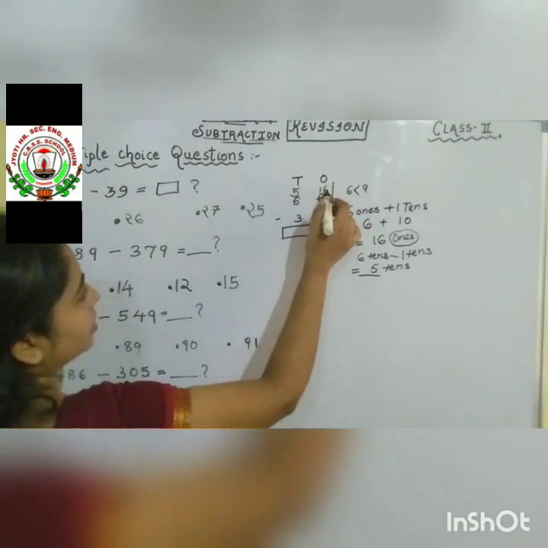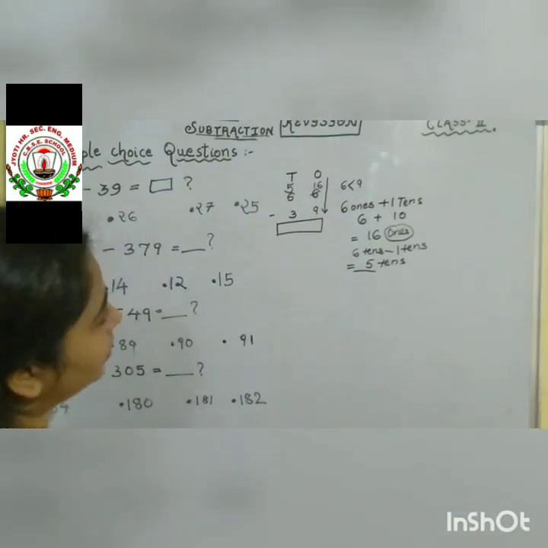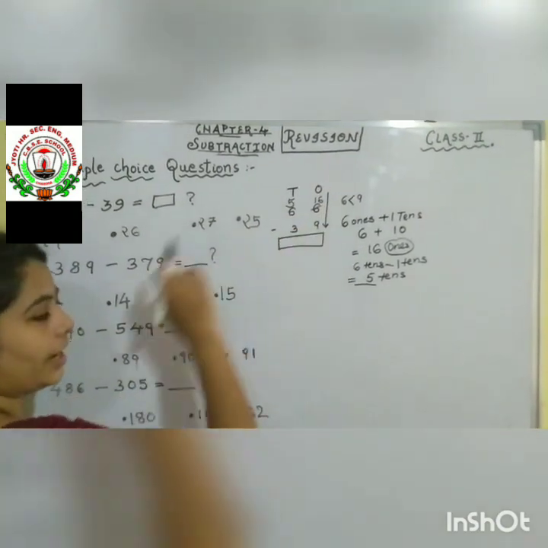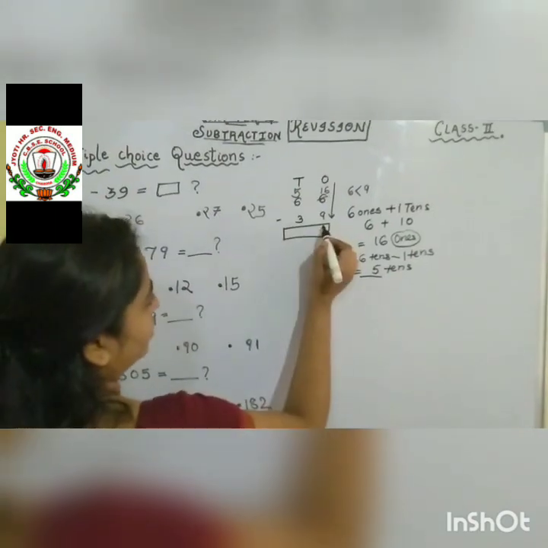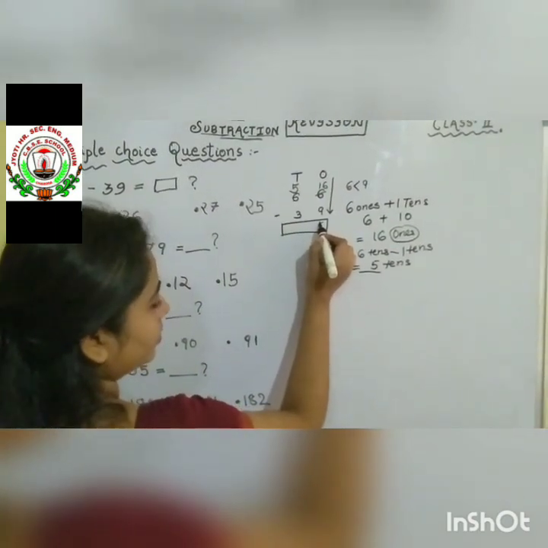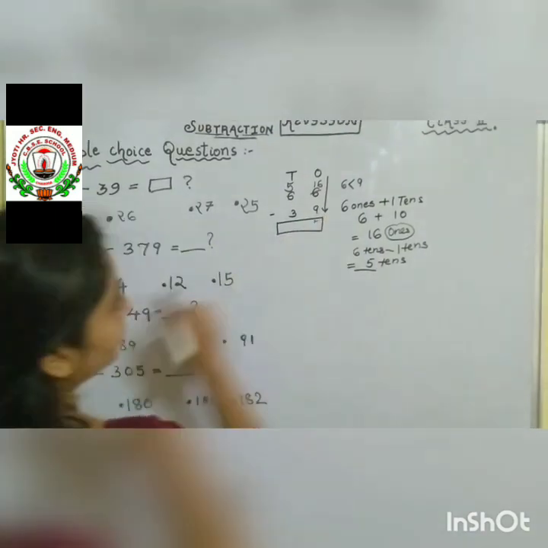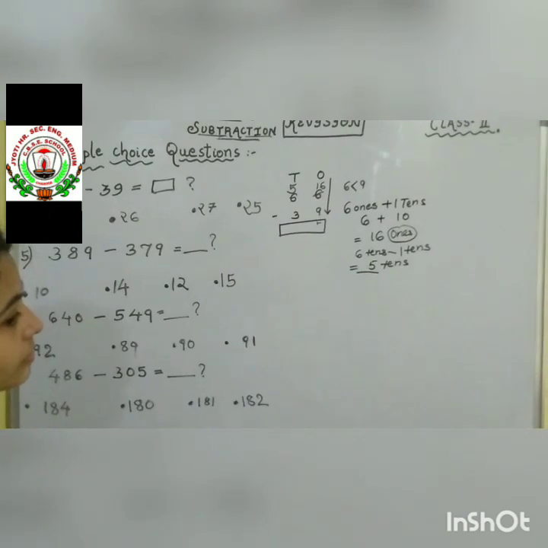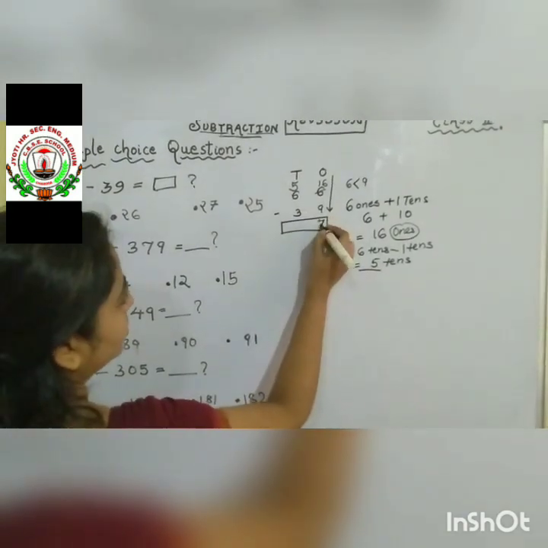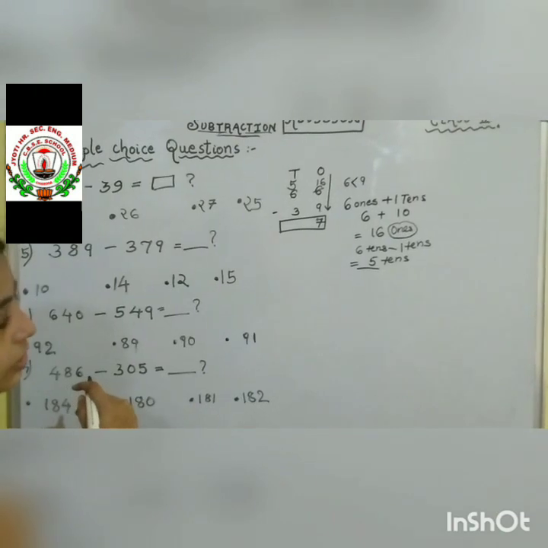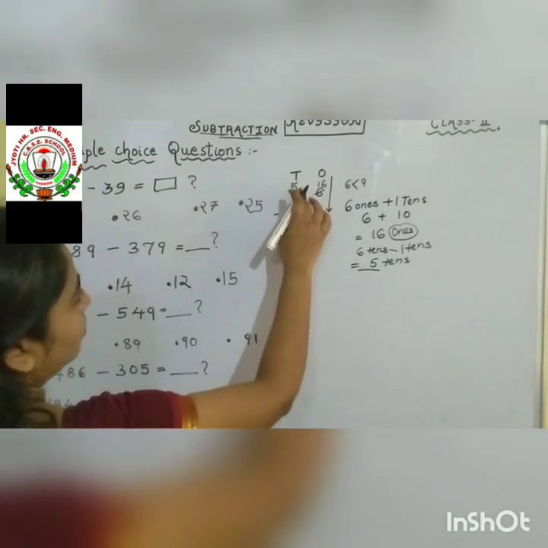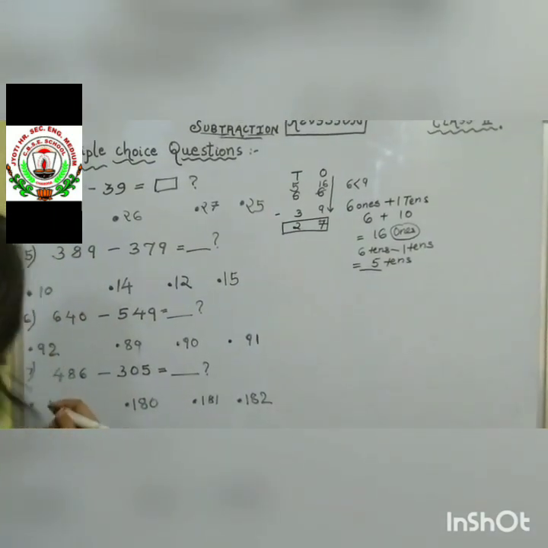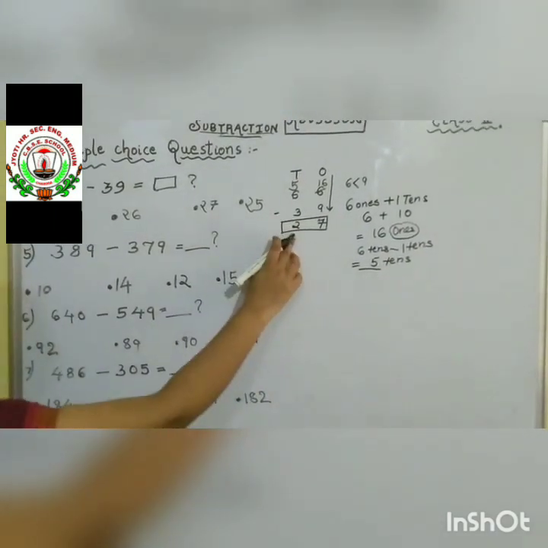If we subtract 9 from 16, what answer will we get? 5. Do it again, children. Tell me what answer we will get after subtracting 16 minus 9. 7. Is it so? Okay. Then 5 minus 3, 2. So our answer is 27.